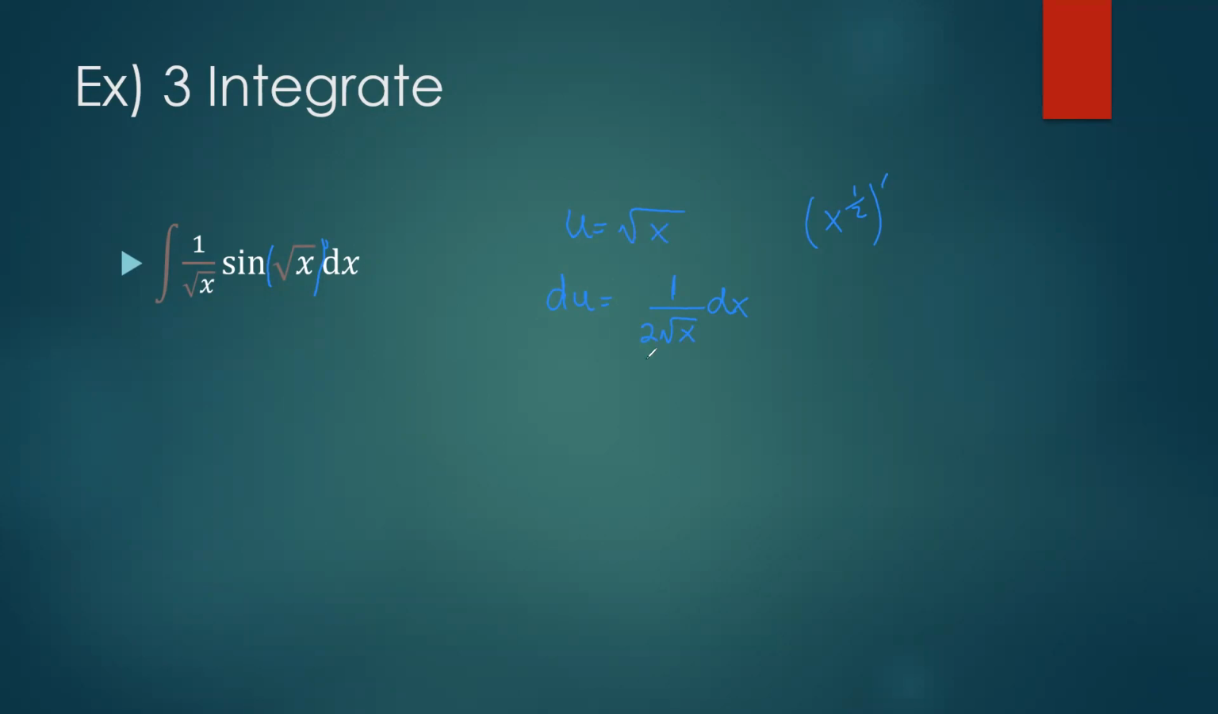Okay, so if you look at our problem, we have this radical x, and we also have this 1 over radical x, so this is good. The only thing is we have to get rid of this 2 because we don't need a 2 in our problem. We don't have a 2 anywhere in our problem. So let's get rid of that 2.